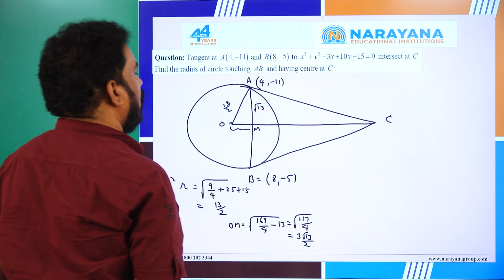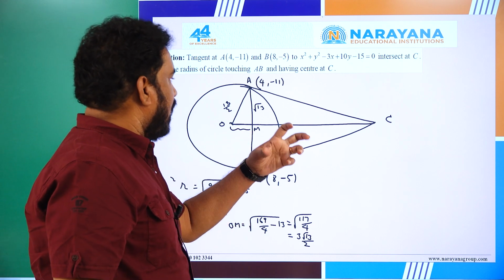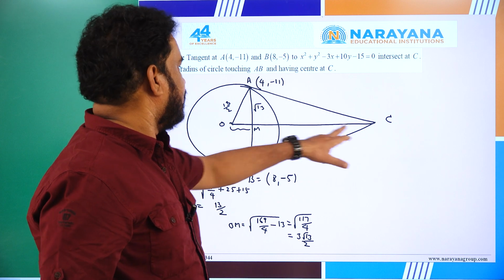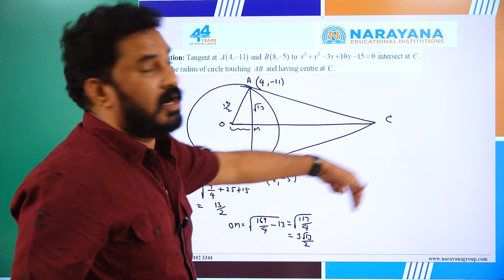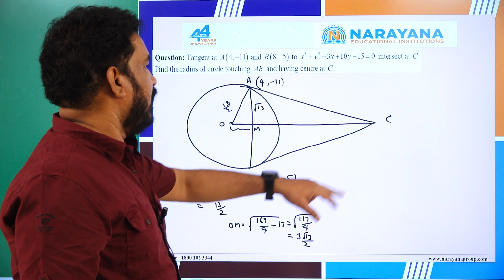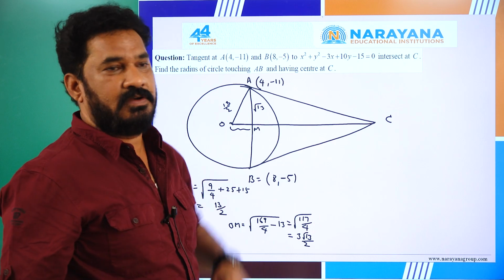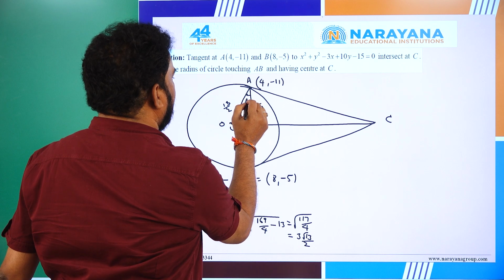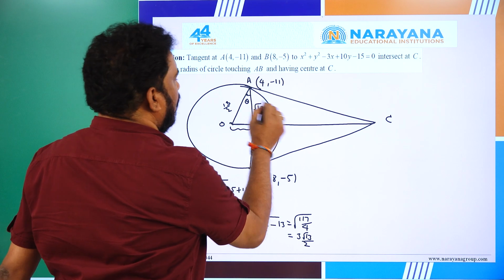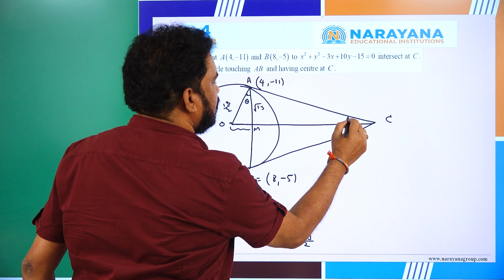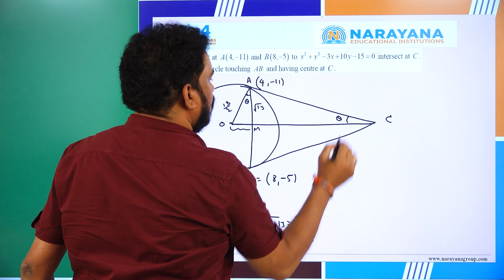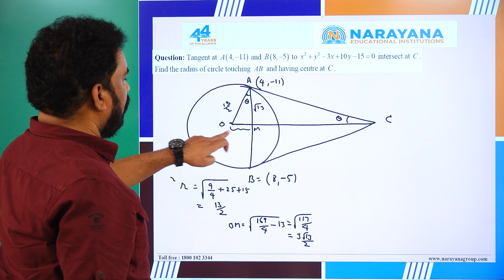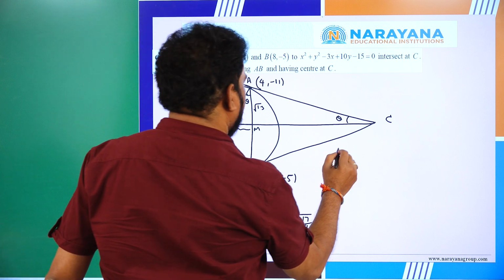Now they have drawn a circle with center C which touches the chord AB. That means we need to find the CM distance, right? Now see, suppose I take this angle as theta, then automatically this is 90 minus theta, and this is theta. From triangle OMA, what is cot theta?